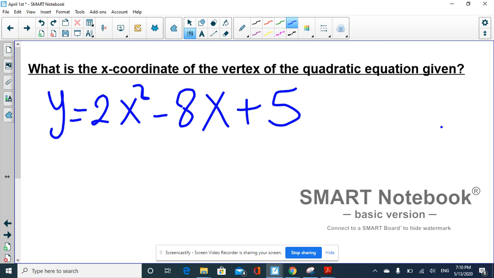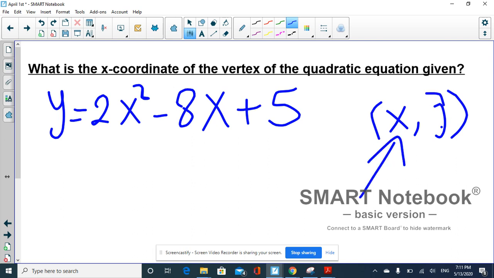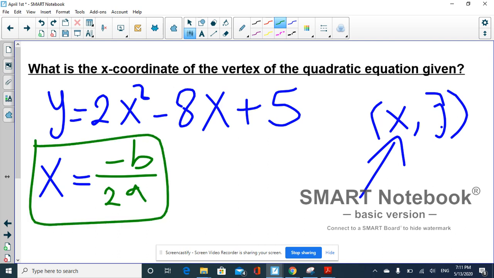To find the x coordinate of the vertex, we know that the vertex is (x, y). I need the x value for the vertex, okay? The x value for the vertex, we can find by using the formula we studied last week, negative b over 2a. Find this. This is the x coordinate. What is b and what is a? From your equation, the first number, the coefficient of x squared, is a. This is b. Of course, this is c, but we will not use it here. We have a and b.